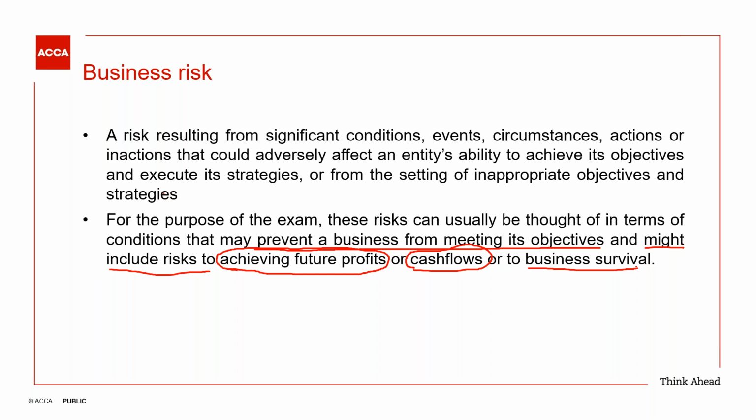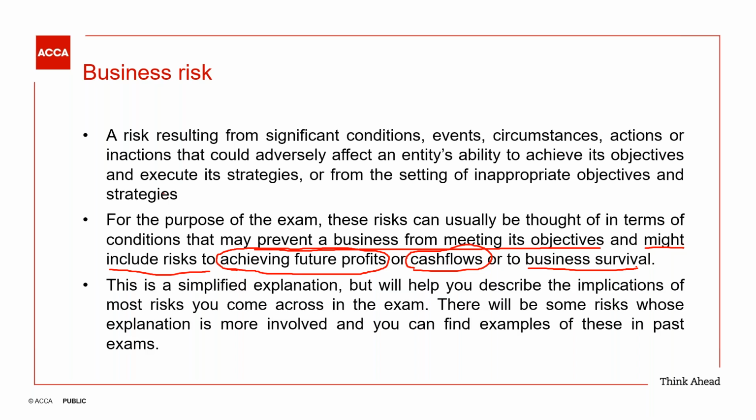So anything in the exam paper that is impacting the objectives of the business, including the present objectives or the future objectives, you will consider it as a business risk. Next, this is a simplified explanation, but it will help you describe the implications of most risks you come across in exam papers. The examiner is saying most of the time, the risk you face in the exam paper will be impacting the business objectives, cash flows, survival, and profits.